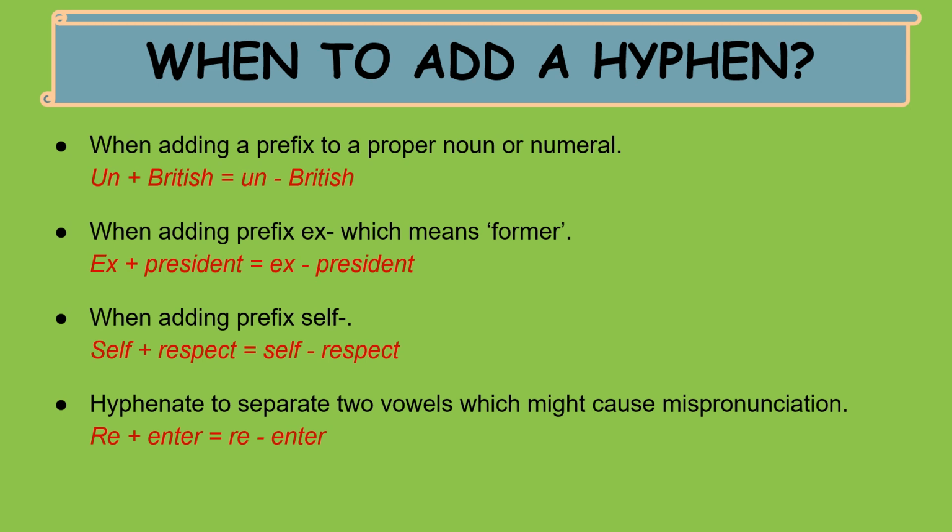Now let's know when to add a hyphen between a prefix and a base word. First, when adding a prefix to a proper noun or a numeral, we will add a hyphen between them. For example, un plus British will make un-British. Next, when adding prefix ex, which means former, whenever we are going to use prefix ex, we are going to put a hyphen after that and then we will add the base word. Example, ex plus president will make ex-president.